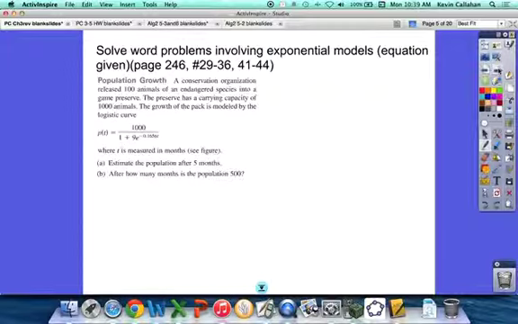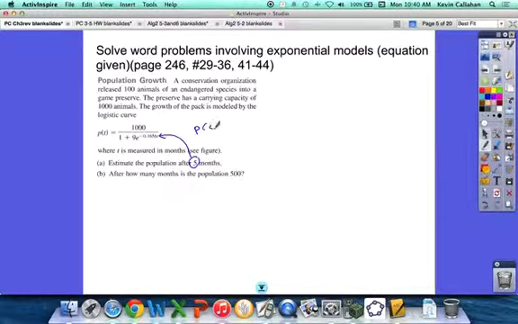Okay, so a conservation organization released 100 animals of an endangered species into a game preserve. The preserve has a carrying capacity of 1,000 animals. The growth of the pack is modeled by this logistics curve, where t is measured in months. Estimate the population after 5 months. How are we supposed to do that? Plug it in. It's just an evaluate. Plug in 5 for t.